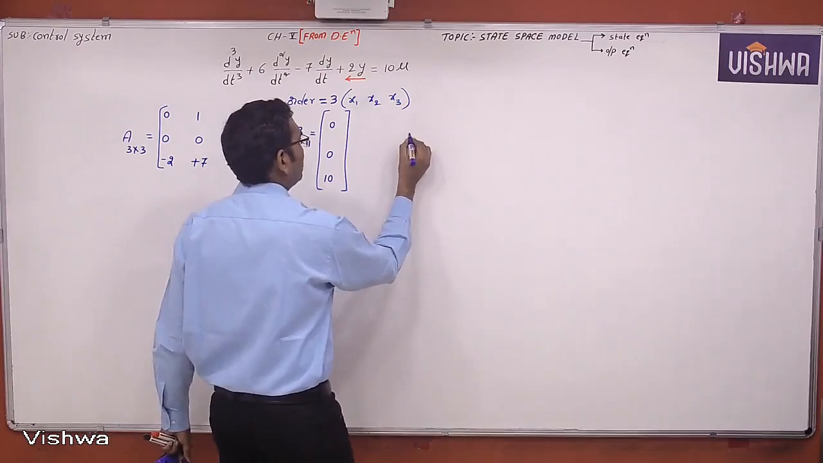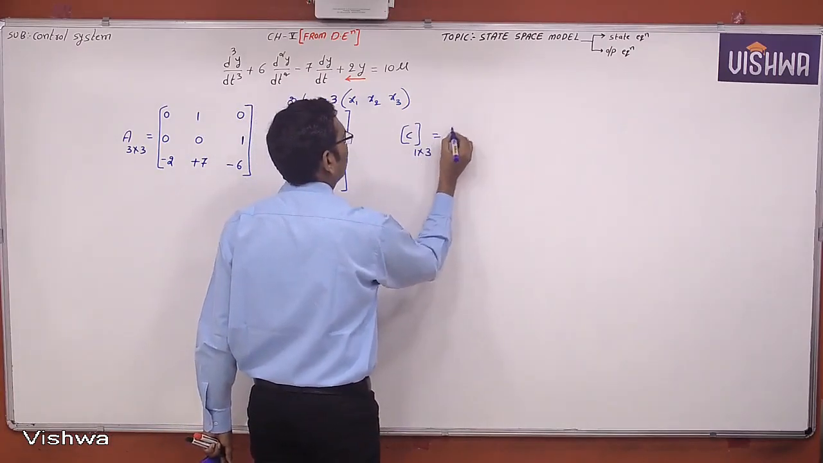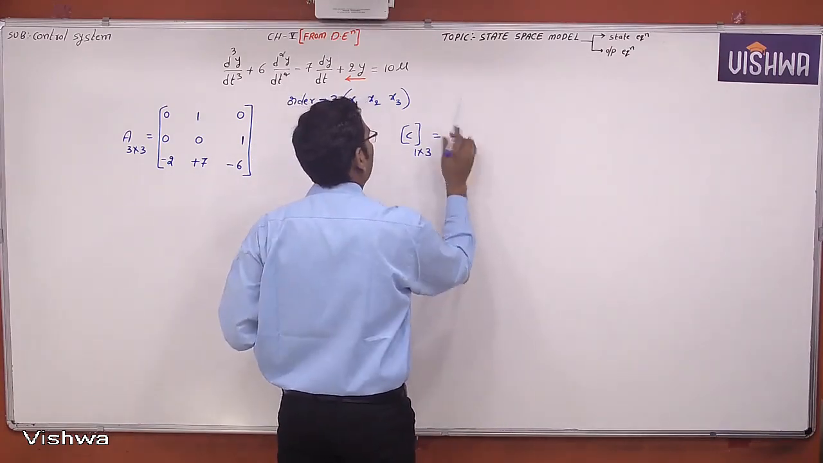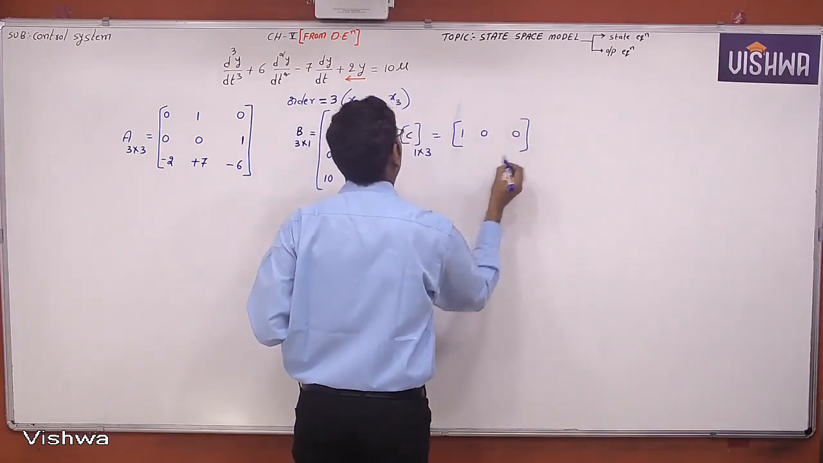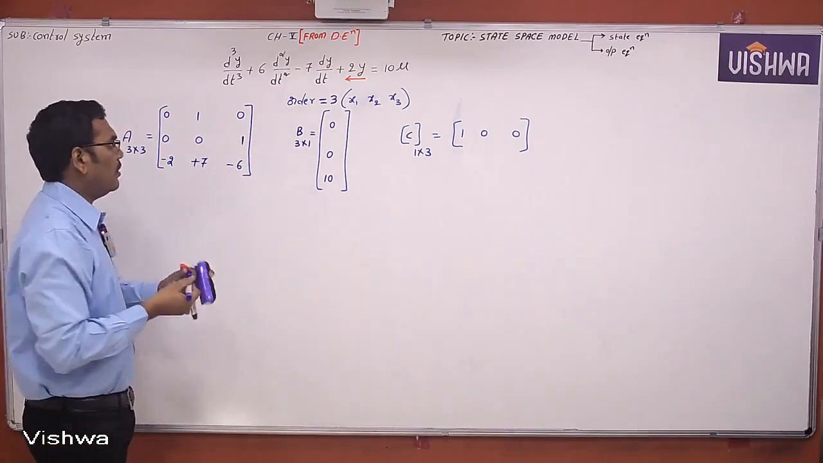Next, what is the C matrix? C matrix order is 1 by 3. And C matrix is a fixed matrix. First element is 1. Remaining all elements are zeros. Now this is A, B, C matrices and order.